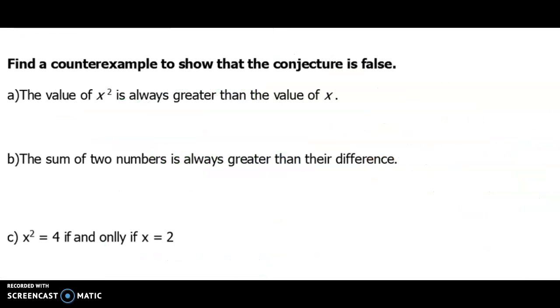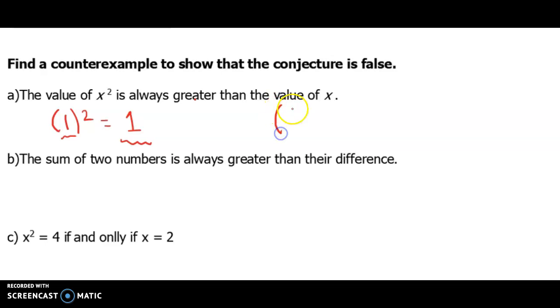All right, now that we've done an example, I want you guys to work this out and try to find a counterexample for these three on your own, and then we'll go over it. All right, let's go over these. Hopefully you got all three of these. A says the value of x squared is always greater than the value of x. Well, what happens if x is just 1? Is 1 greater than 1? No, it's equal to. So this would be a counterexample.